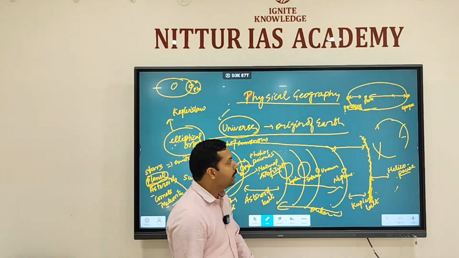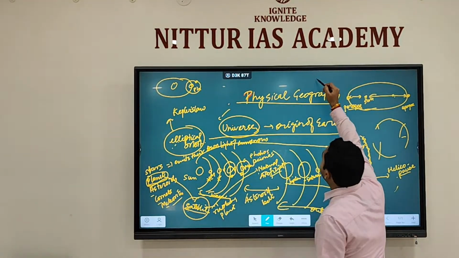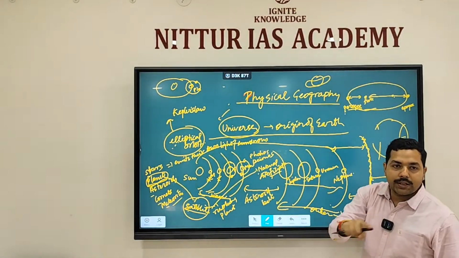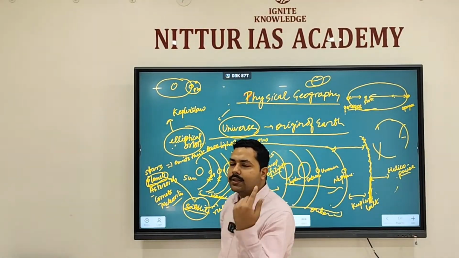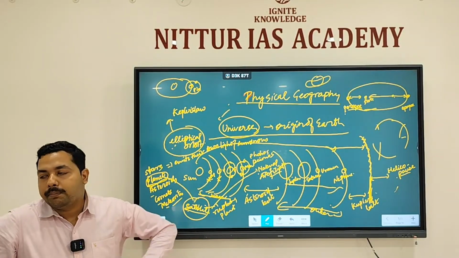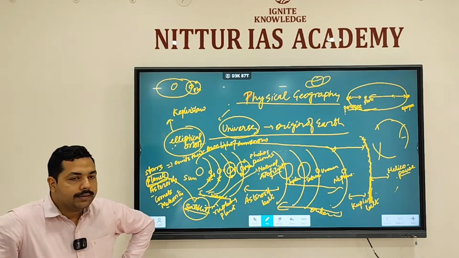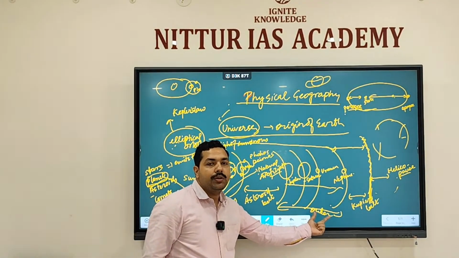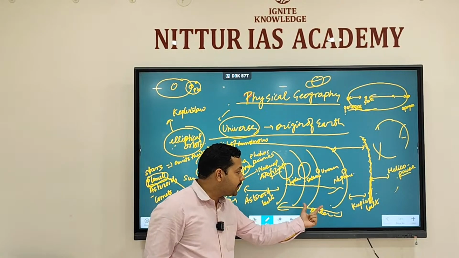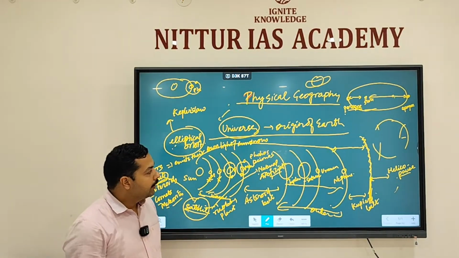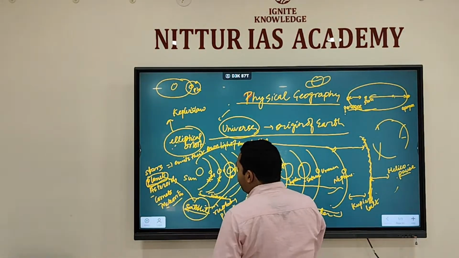Clear? For example, whenever you have seen a figure of Saturn, you will see a ring around Saturn. What is this ring? The ring is nothing but the gases that are there around Saturn. Clear? So outer planets are made up of gases, while the inner planets are made up of rocks. Clear?